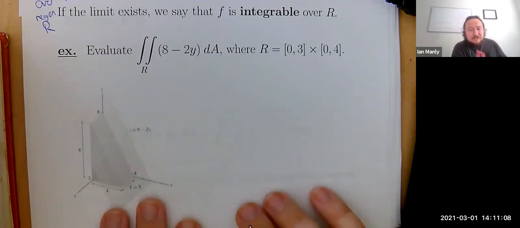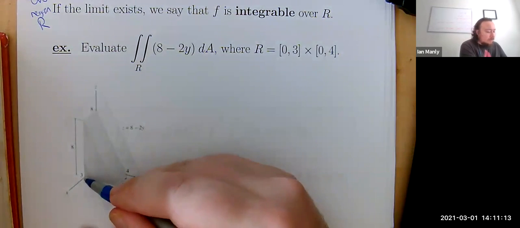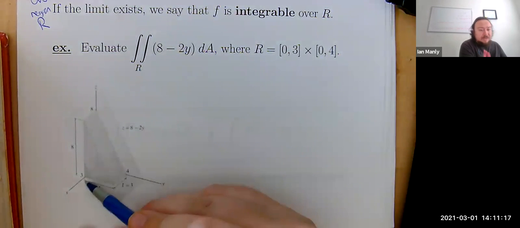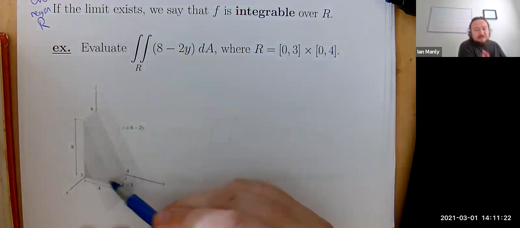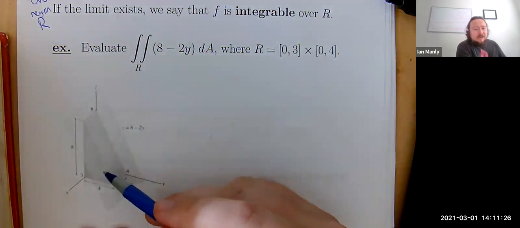All right, let's go ahead and take a look at this. So let's evaluate this double integral over the region R, where R is this rectangle from 0 to 3 with x and 0 to 4 with y. So it's kind of the base of this wedge right here.